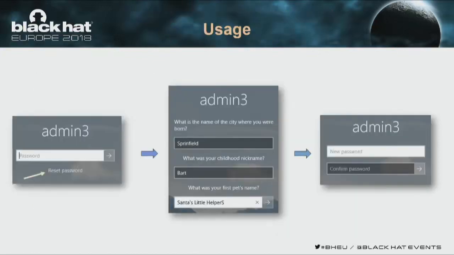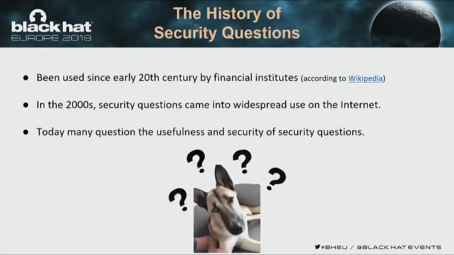A typical flow will go as follows. The user is unable to enter his correct password. He will be presented with a reset password button, and then he will be able to answer 3 questions correctly. He will be able to reset his password to a new password and gain access to his machine.